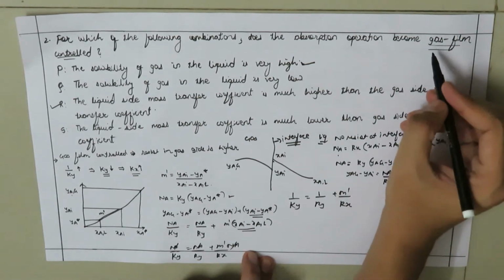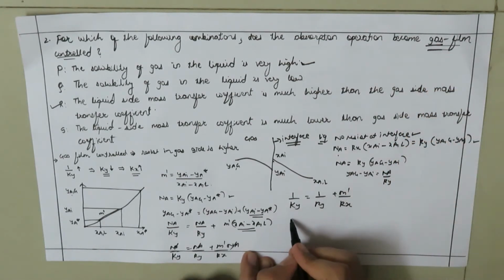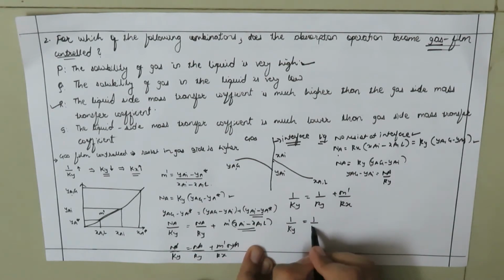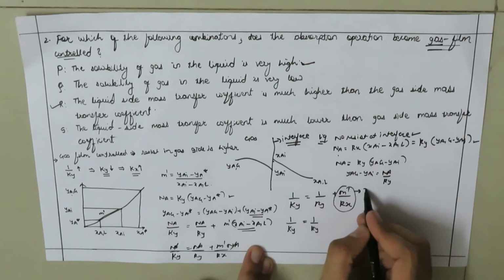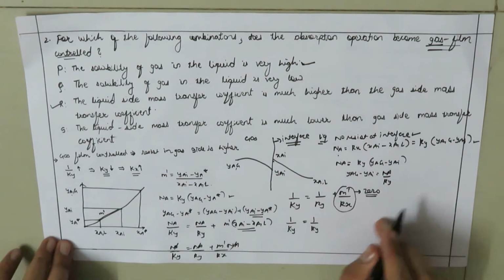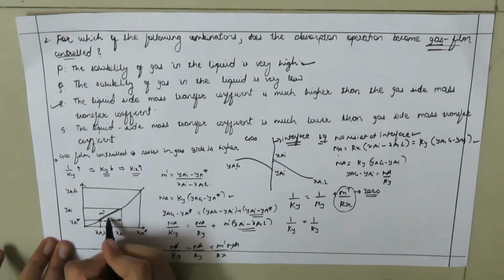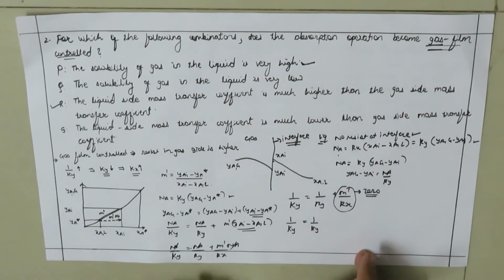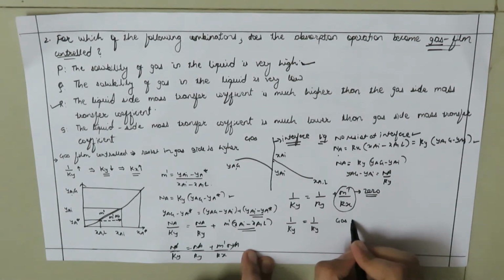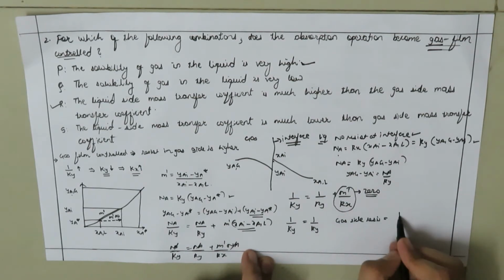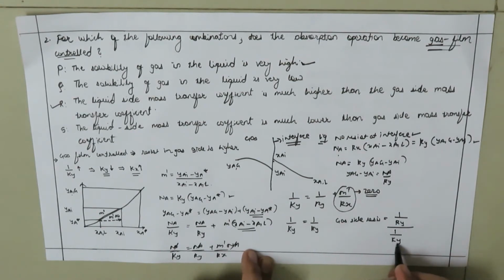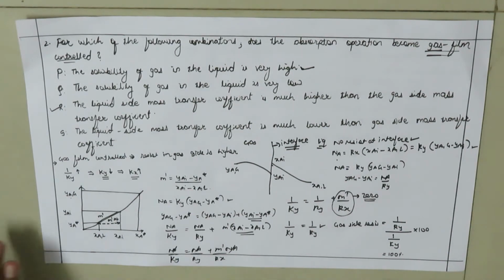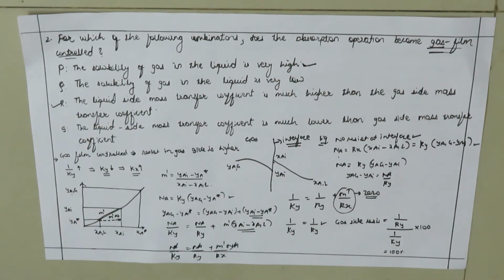And if we want our operation to be gas film controlled, then 1 upon capital KY should be equal to 1 upon small KY, which implies that this term should be 0, and this term will become 0 when the slope becomes 0. That is, in this graph we'll get something like this. So when the slope is 0, then 1 upon capital KY is equal to 1 upon small KY, and we know that the gas side resistance is equal to 1 over small KY upon 1 over capital KY into 100. So as these are same, then we'll get the 100% gas side resistance. So here options P and R are the correct answers.